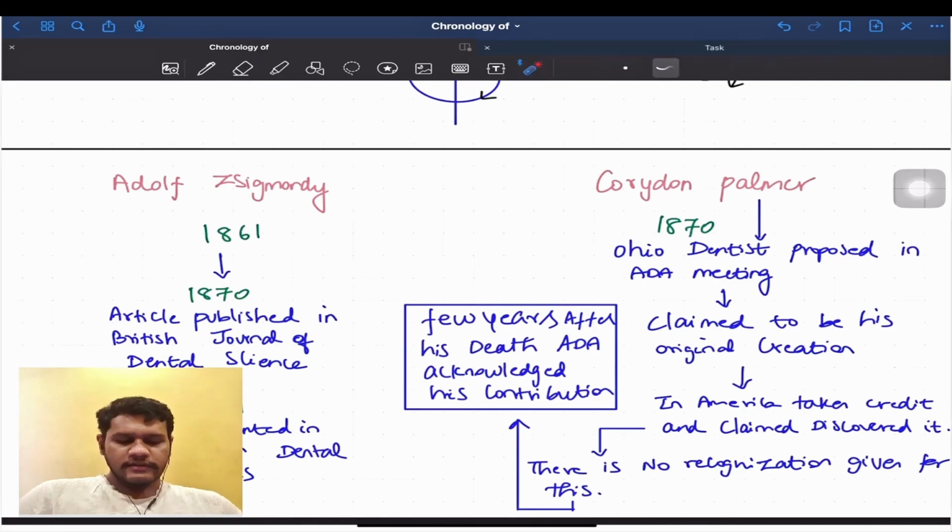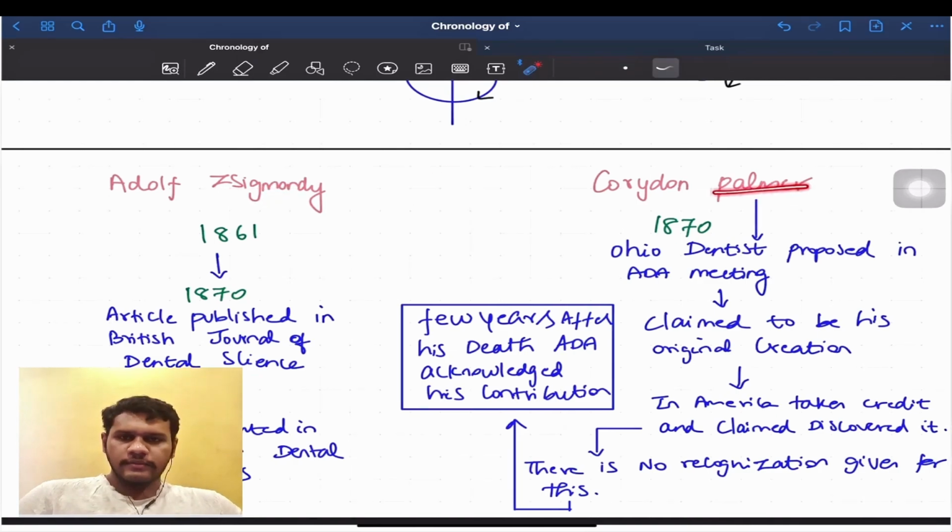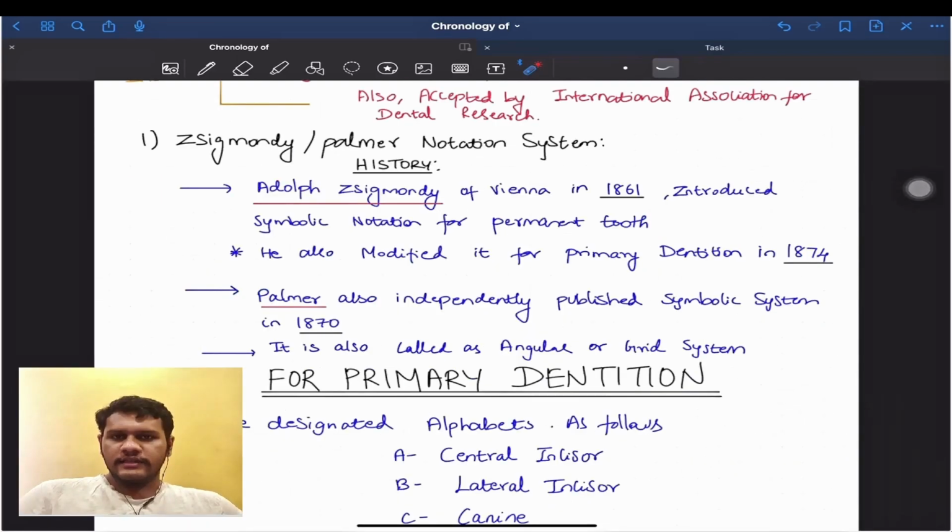Later, a few years after the death of Palmer, the American Dental Association acknowledged his contribution, but did not give him the credit of a dental notation system. So they started using both the names. So it's called the Zsigmondy and Palmer notation system. In America, it is also called Palmer notation or symbolic system. That is the quick history of this Zsigmondy and Palmer notation system.